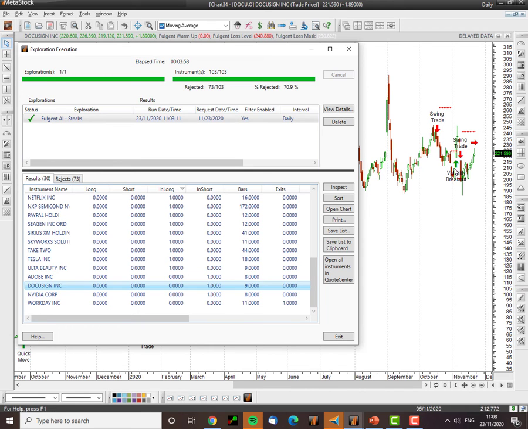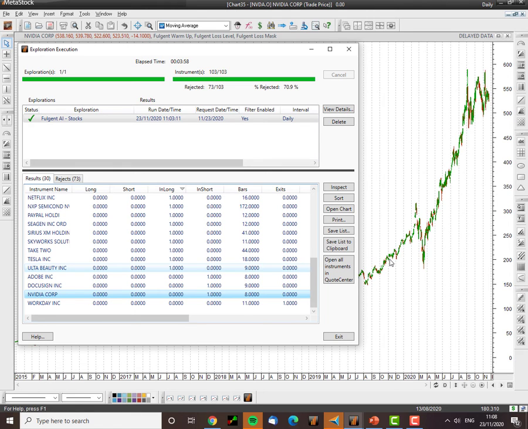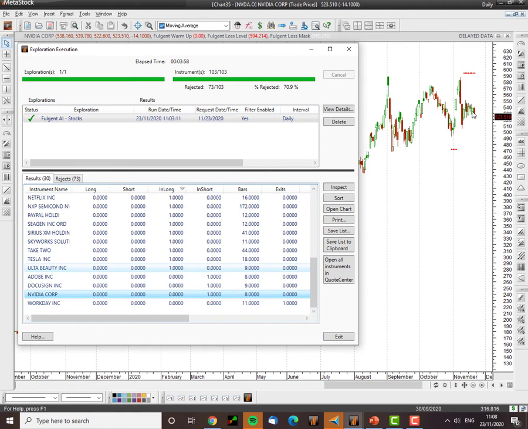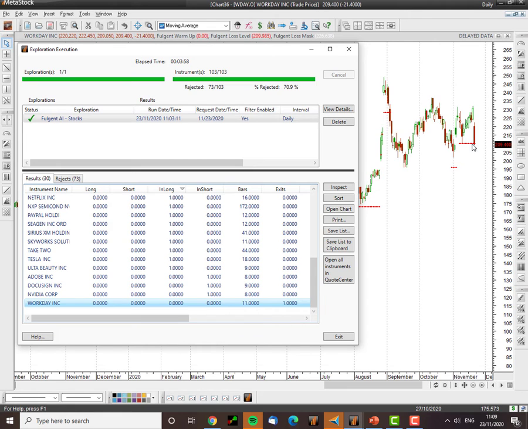Bit of water torture here, stocks in a base, so I would avoid any of these names at the moment. Nvidia has also generated a short, so Nvidia is in a base formation now, so there's some downside risk in Nvidia, as well as Workday. Workday didn't fire a signal there. It's out of the Workday trade, interestingly enough. Let's see that. Workday, stop loss.